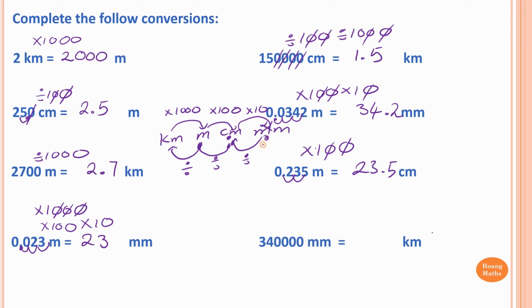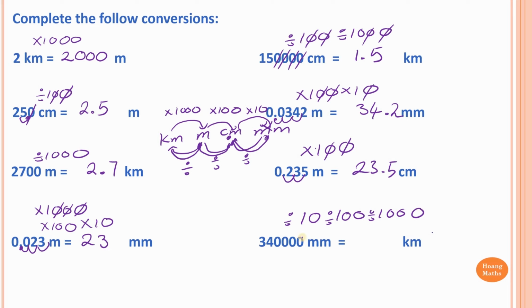Next one. From millimeters to kilometers. So you go from here to here. You divide by 10, then you divide by 100, then by 1,000. So that is divided by a million. Otherwise, just divide by 10, divide by 100, divide by 1,000. If you're not confident with this, just follow the process, that's all.